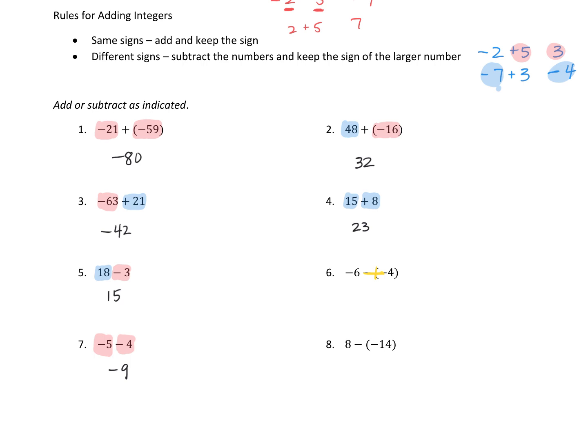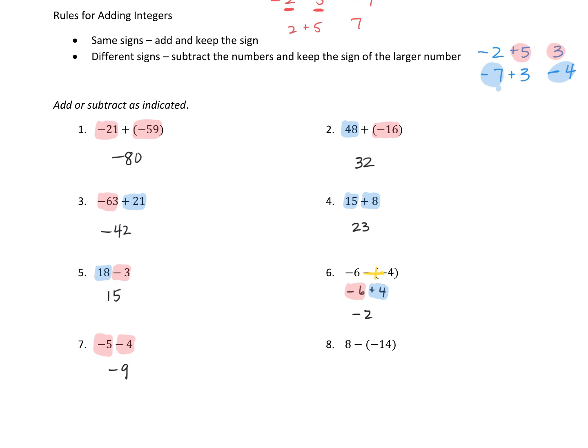So if I rewrite that, it would be negative 6 plus 4. If it's negative 6 plus 4, then these are different signs. I've got a negative 6 and I've got a positive 4. So in that case, they're different signs, so I should subtract and keep the sign of the bigger number. 6 is bigger than 4, so it will be negative 2.